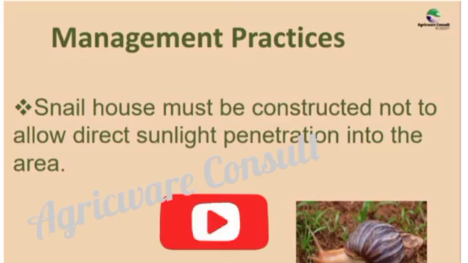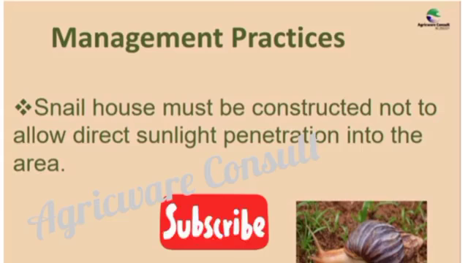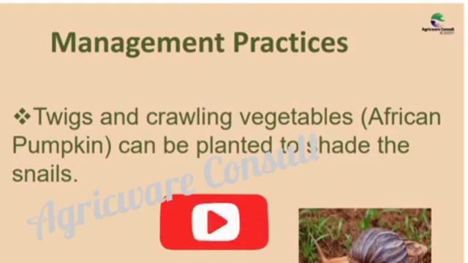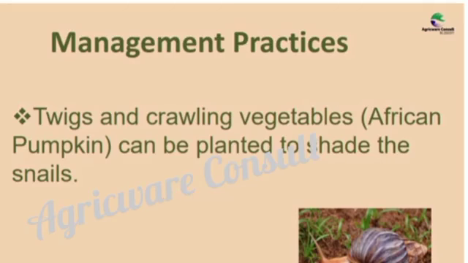A way to prevent direct penetration of sunlight into the snail house is to plant trees over the snail pen, or to have the snail pen in a shaded area. It could be under a tree, or you could create a tent of twigs and leaves over the snail house as a source of shade.